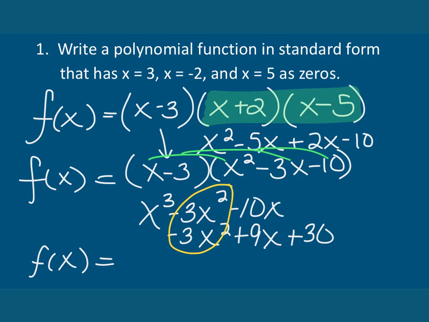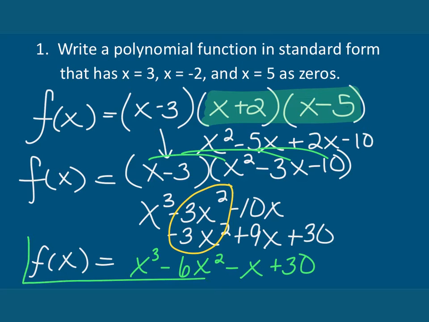So you can see that my final answer here is going to be x to the third minus 6x squared minus 1x plus 30. Just a quick reminder, remember when you add and subtract, which is what you're doing when you're combining like terms, your exponents do not change. A way to check this would be graph it on your graphing calculator and make sure that it has the 3 zeros that we stated.